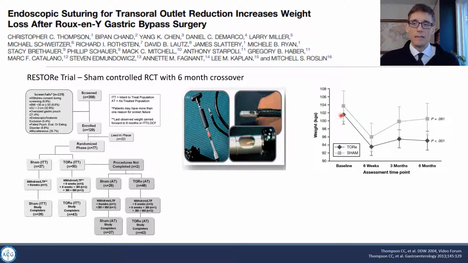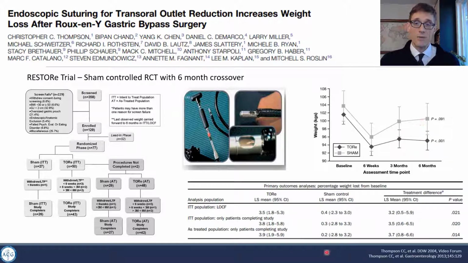The treatment group and sham group had similar weight loss for the first 6 weeks, and then their diets were liberalized, and the treatment group kept their weight off, but the sham group put their weight back on, and this was statistically significant. They then crossed over at 6 months.